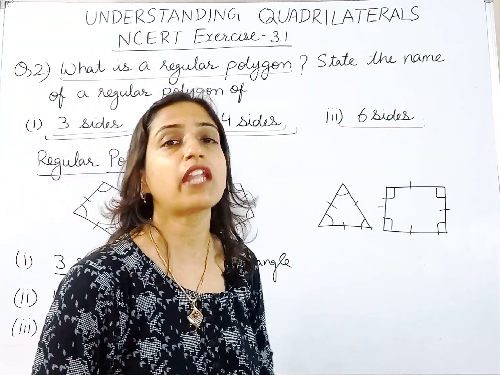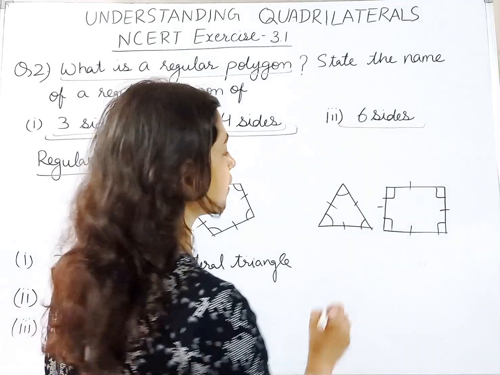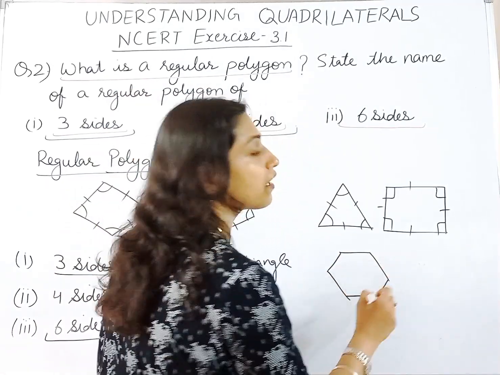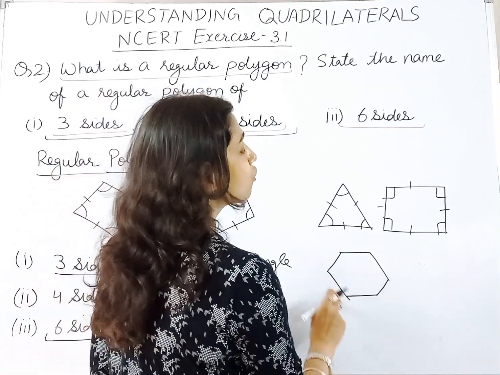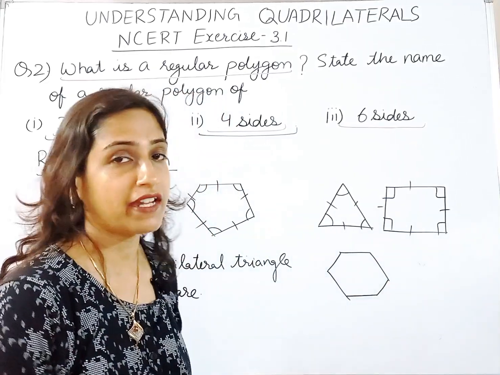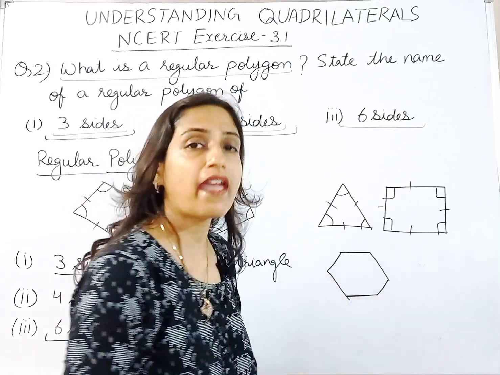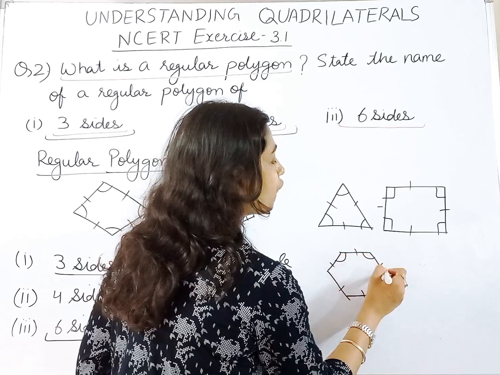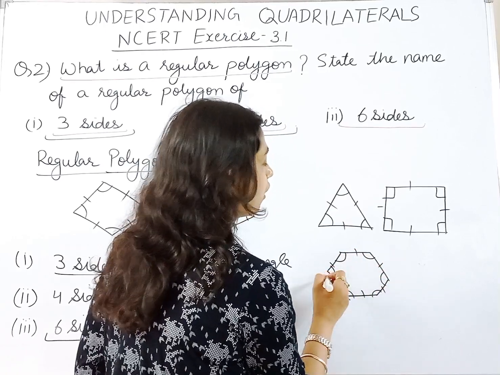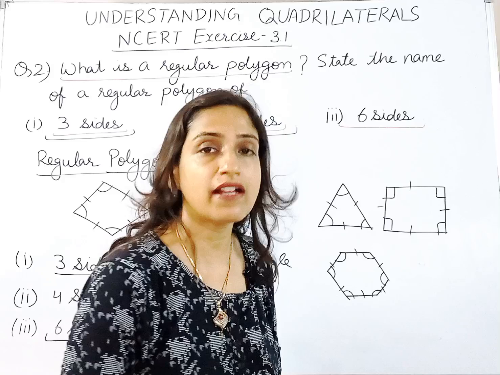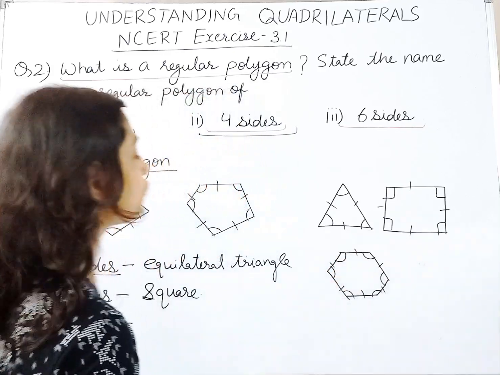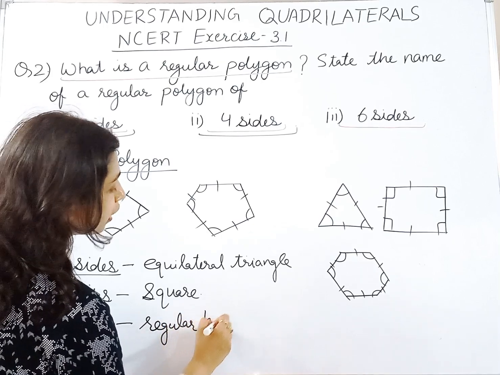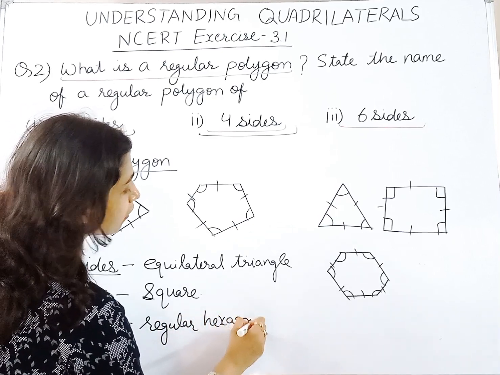And the last one is a regular polygon having 6 sides. We have to name the regular polygon having 6 sides. 6 sides means the name of this figure is hexagon. Hexa means 6. So if a polygon has 6 sides, then that figure is known as a hexagon. And if all the sides and all the angles are equal, then this figure is known as a regular hexagon.